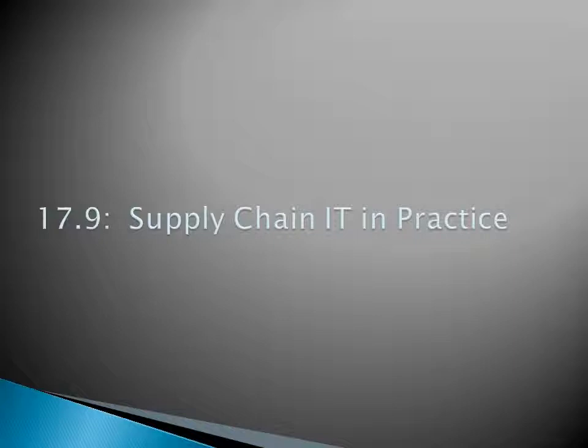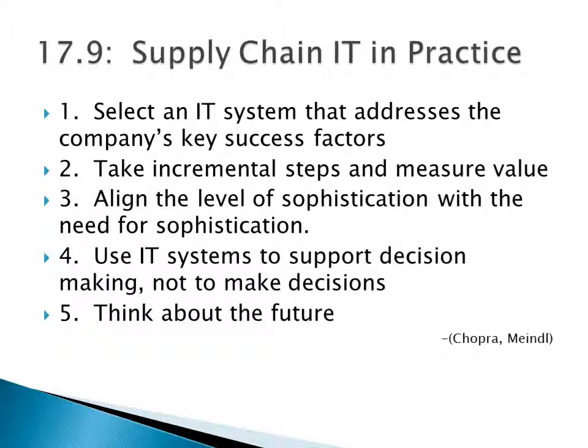17.9, Supply Chain and Information Technology in Practice. Straight out of the textbook, here we have the five steps. Select an IT system that addresses the company's key success factors. Take incremental steps and measure value. Align the level of sophistication with the need for sophistication. Use IT systems to support decision making and not to make decisions. And think about the future.